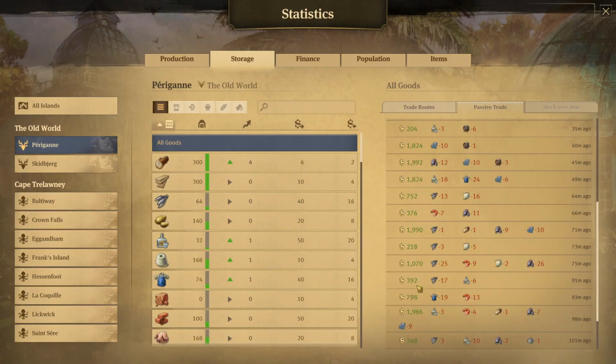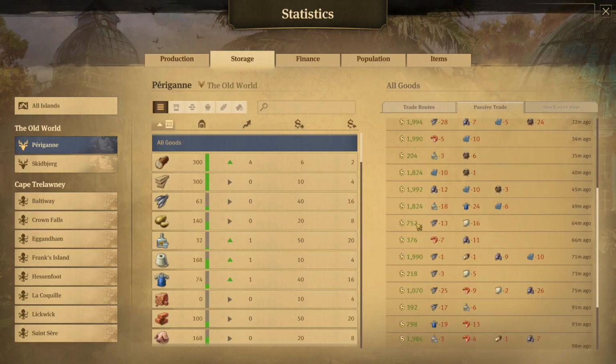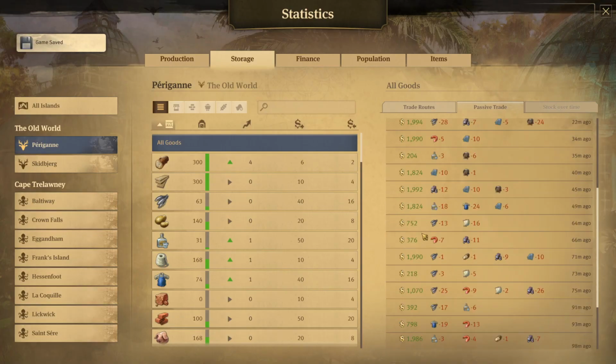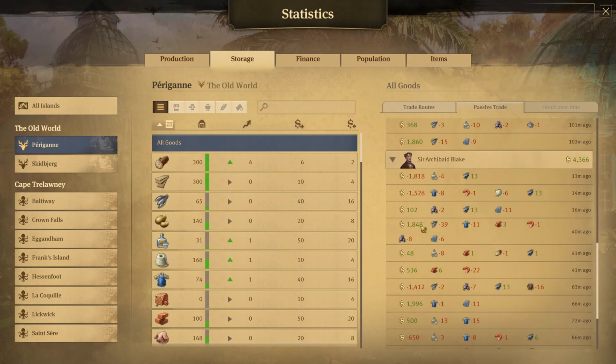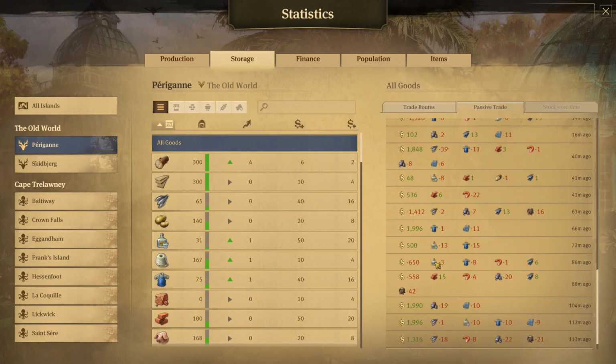I'm not selling anything for more than like 1992, 1986, 1990, 1994. If we look at Archie right here, 1848, 1996. Are you seeing a trend here? We can't sell for more than 2,000. The neutral AI on the map will never buy more than 1,999 coins per trip.